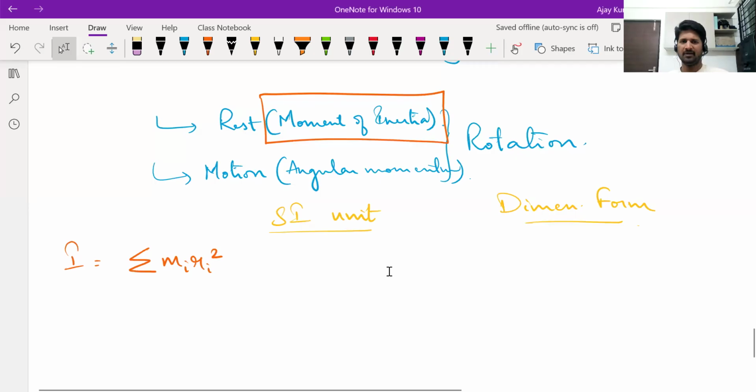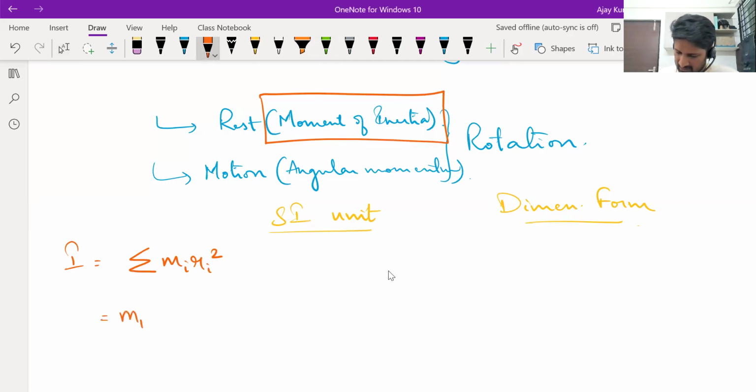See, sigma is summation. It is just addition of terms, that won't disturb the dimensions. So basically moment of inertia is mass of the first particle times the square of its distance, plus so on up to mass of the nth particle times the square of its distance from the axis. So all these terms are simply m r square terms. Whatever is the unit of the first term, same will be the unit of all other terms, and same will be the unit of moment of inertia also.